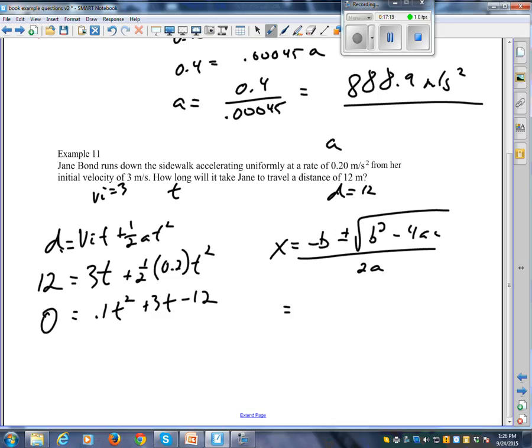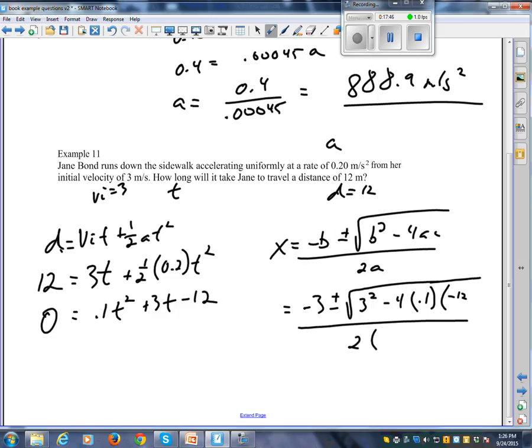Okay, so the A, B, and C: the A is 0.1, the B is 3, right? So this is going to be minus 3 plus or minus the square root of B squared, which is 3 squared, minus 4 times the A value, 0.1, times the C value, which is minus 12, and it's all over 2 times A, which is 0.1.